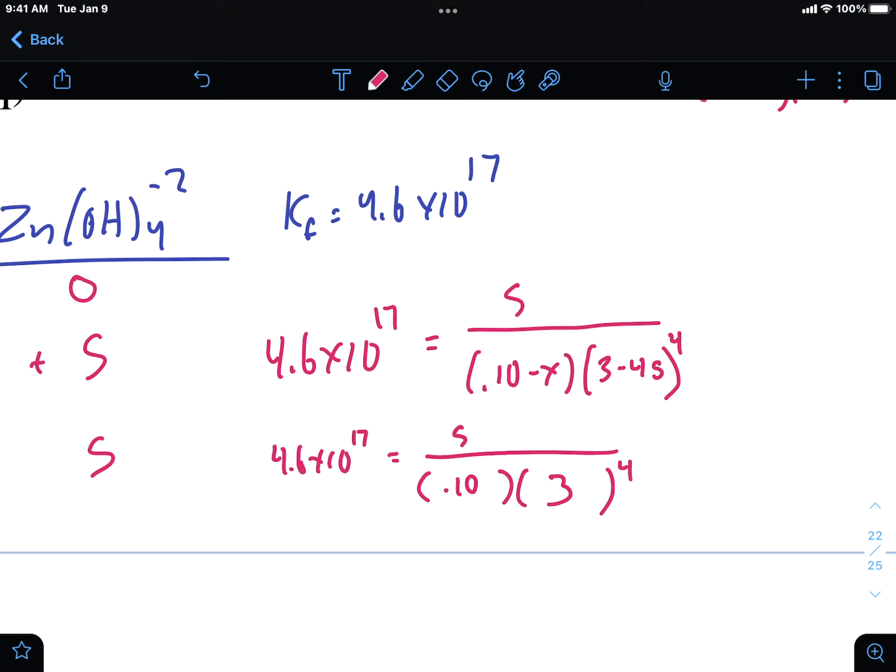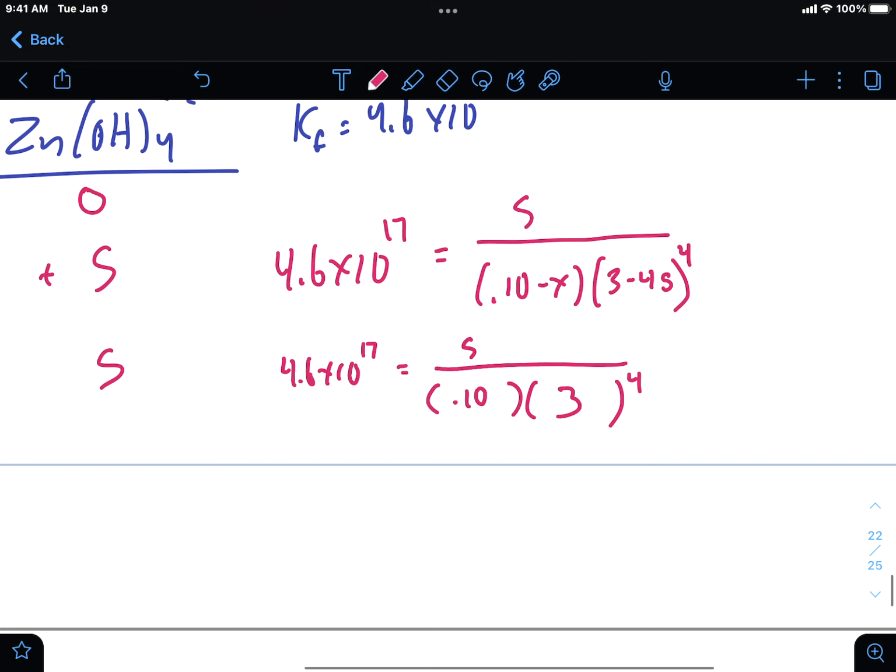If the K is that large, could you possibly assume that the reaction goes to completion? Yes. And that's where I was going to go with this. Let's finish the calculation and then discuss.